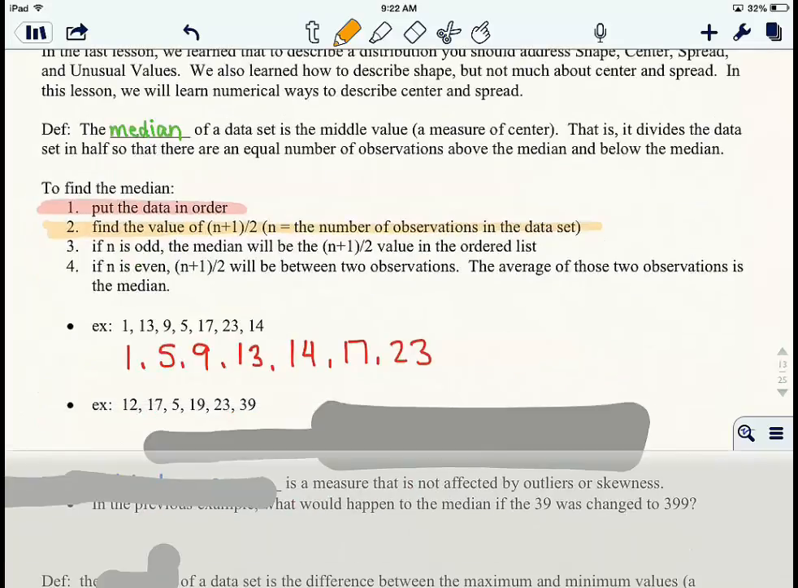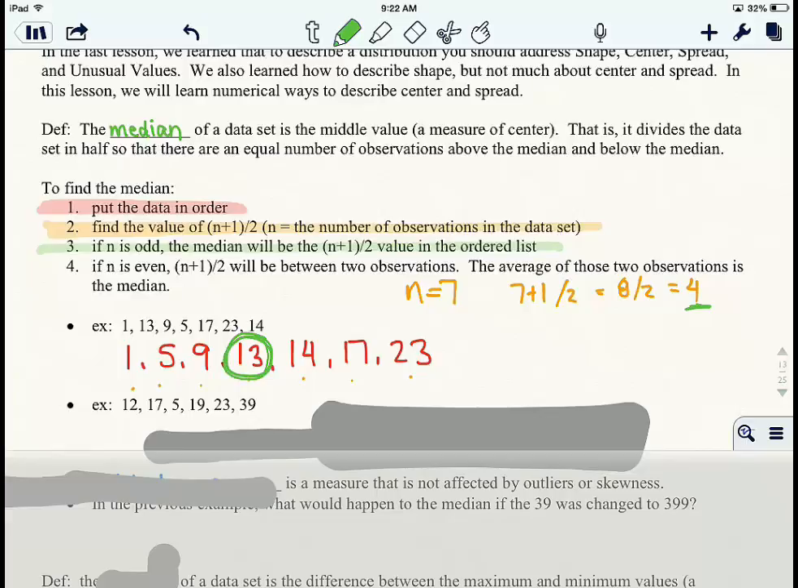Now it says, find the value of (n + 1) / 2. So we'll do that. There are 1, 2, 3, 4, 5, 6, 7 numbers, so n is 7. n is the number of numbers. So (7 + 1) / 2, that's 8 divided by 2, or 4. Now it says, if n is odd, the median will be the (n + 1) / 2 value in the ordered list. It just means that the median will be the fourth number, or 13, and I'm sure you all could see that that was the middle value to begin with.